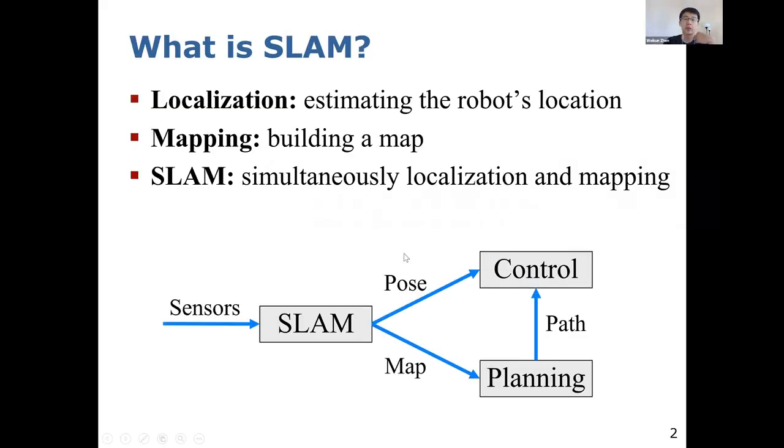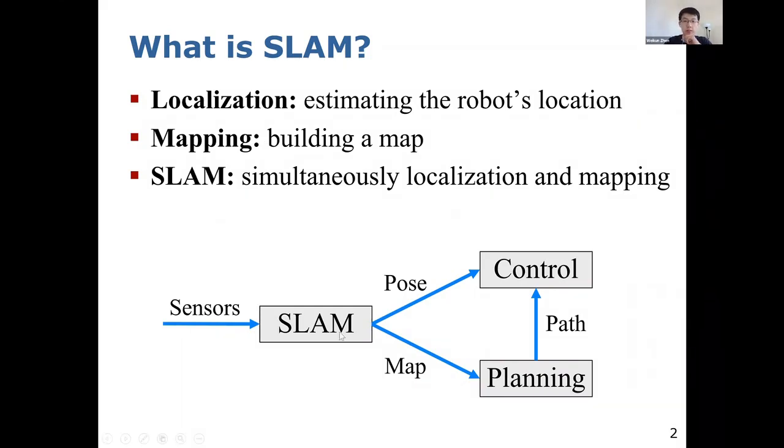I believe everybody should have some understanding of SLAM already. SLAM is called simultaneous localization and mapping. It has two parts. One is localization, the other one is mapping. The localization helps us to figure out where the robot is, meaning we are estimating the robot's position, robot's location. And for the mapping, the robot is trying to draw a map as it traverses through the environment.